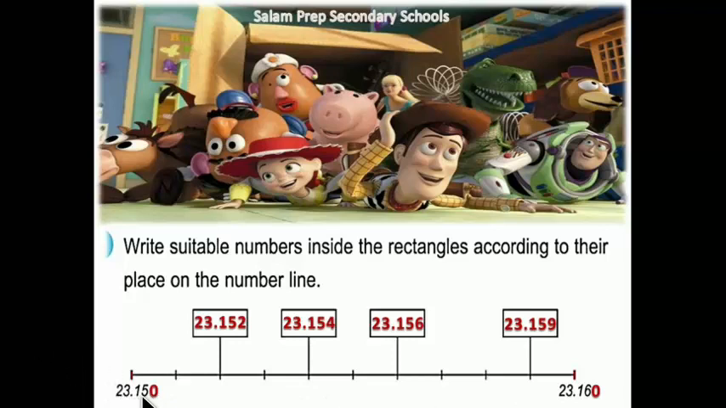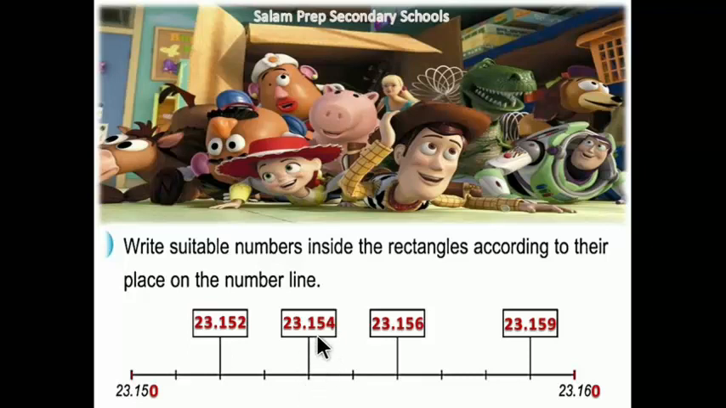After 150, 151, 152. So we will put 23.152 thousandths. After 152, 153, 154. So the number is 23.154. The decimal part is thousandths, okay?